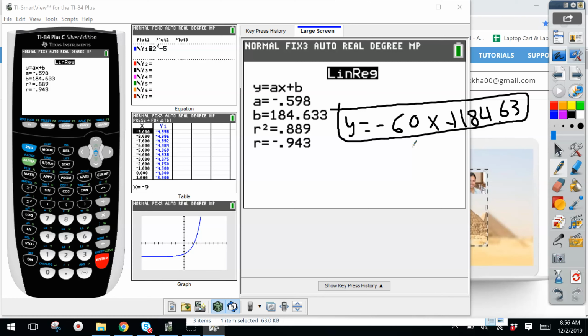And then after you have this, you want to look at the R value. So not the R squared value. The R value here tells you how correlated it is. So right now this is really close to 1 and it's negative. So I have a negative strong correlation.